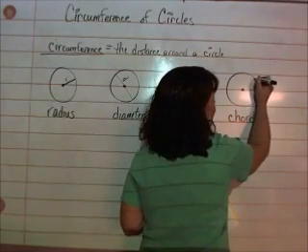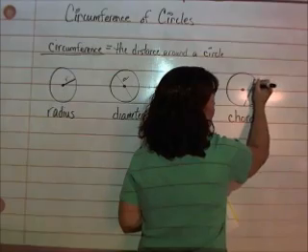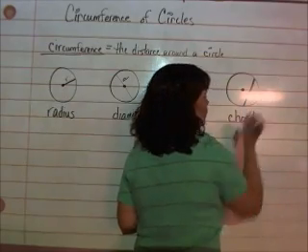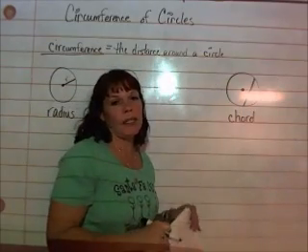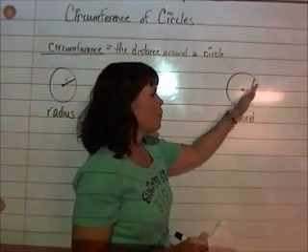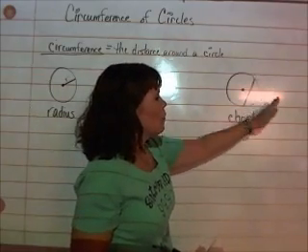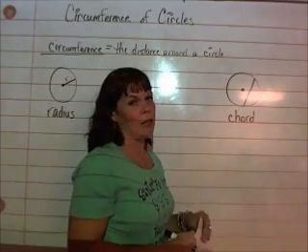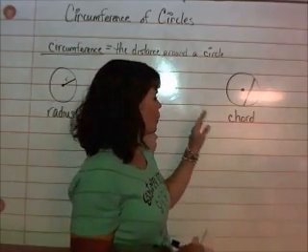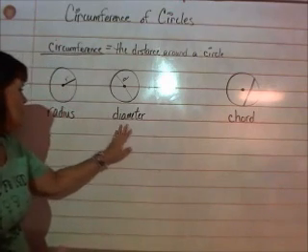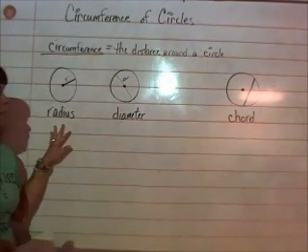and it does have to be a straight line, but it does not go through the center. So it's like taking a piece of it off with a straight line, but it cannot go through your center. So we have chord, we have diameter, and we have your radius.